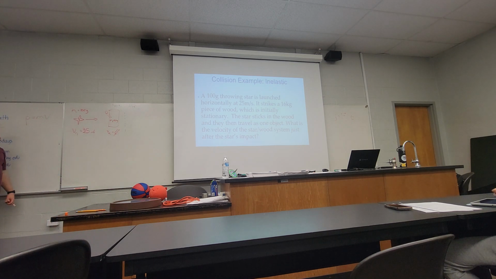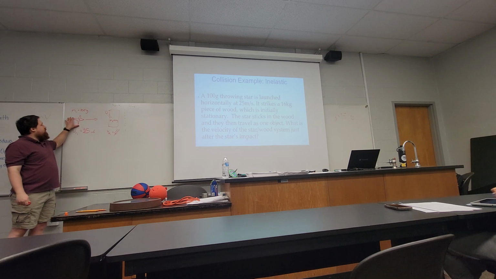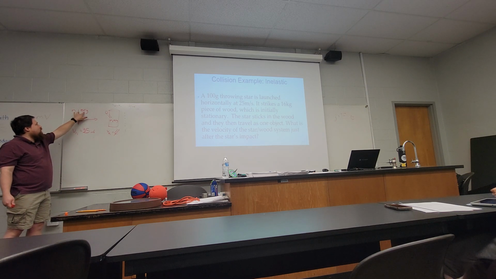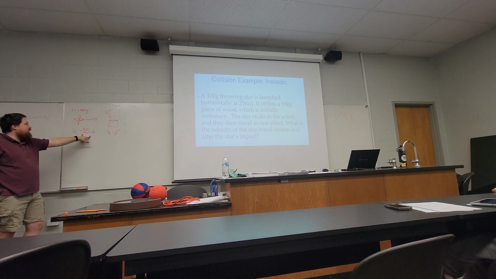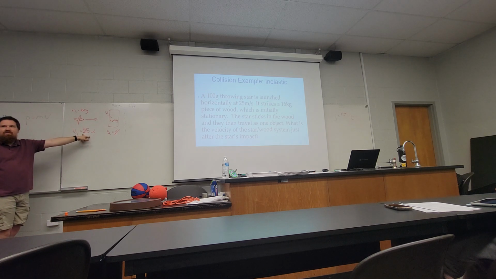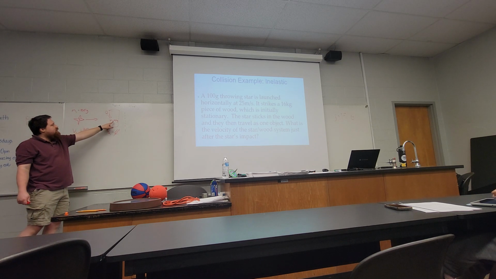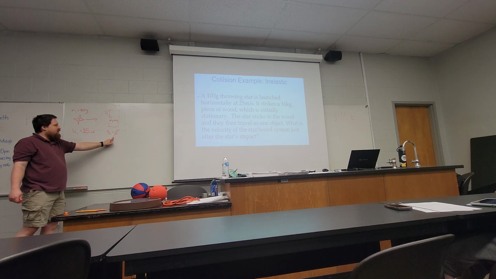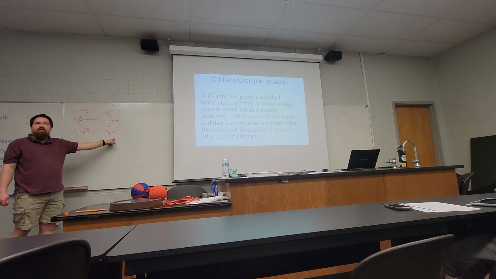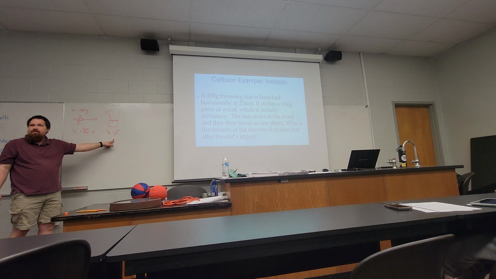So, in this version of events, we are going to be throwing a throwing star at a piece of wood. The star in question has a mass of 100 grams, and we throw it at an initial velocity of 25 meters per second towards this piece of wood. Said piece of wood has a mass of 16 kilograms and is not initially moving. I'm kind of envisioning it sitting still on a fence post.